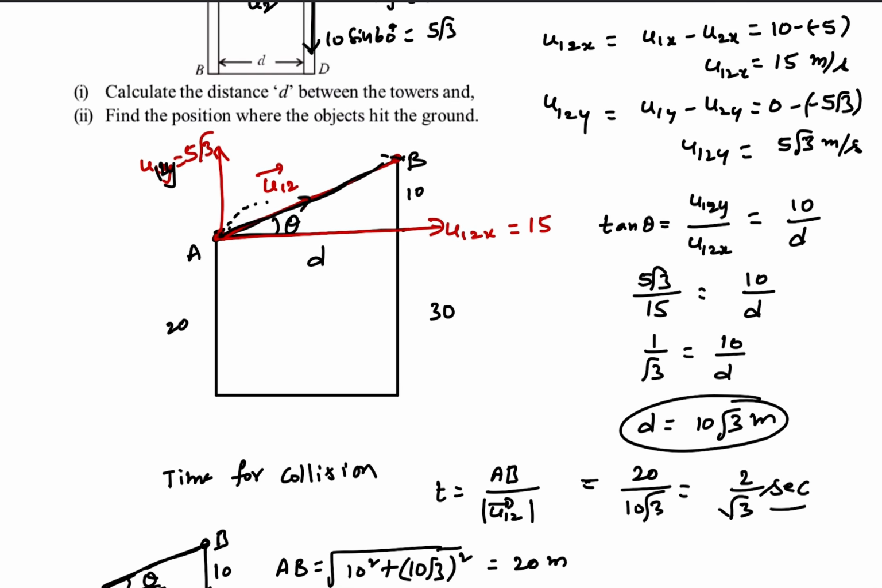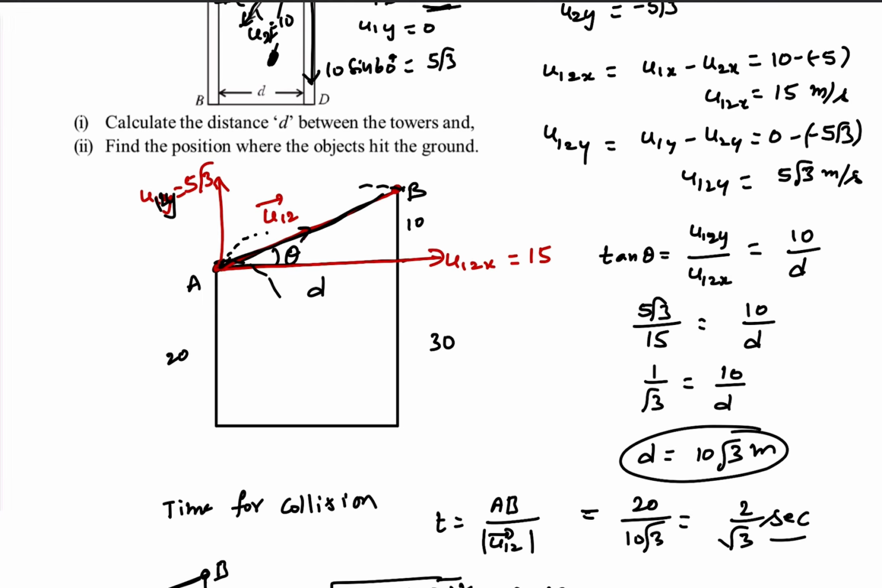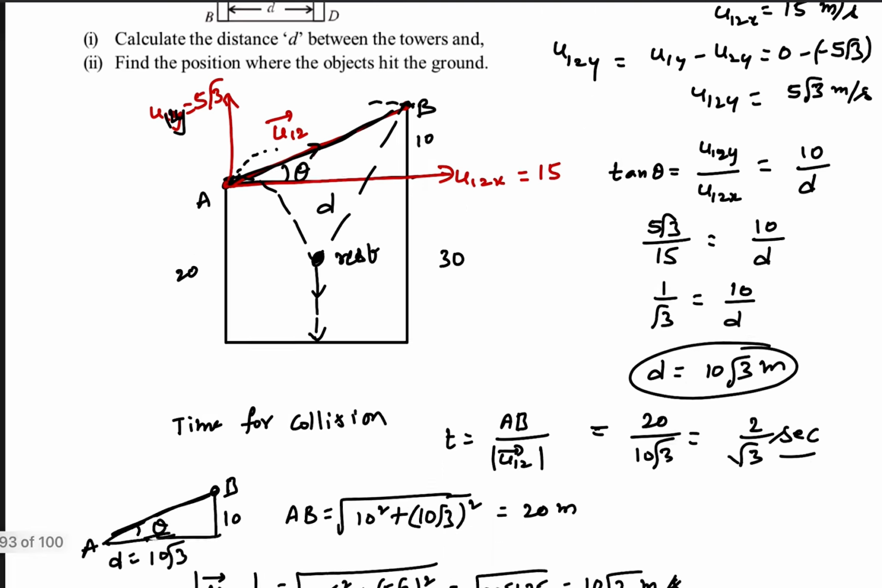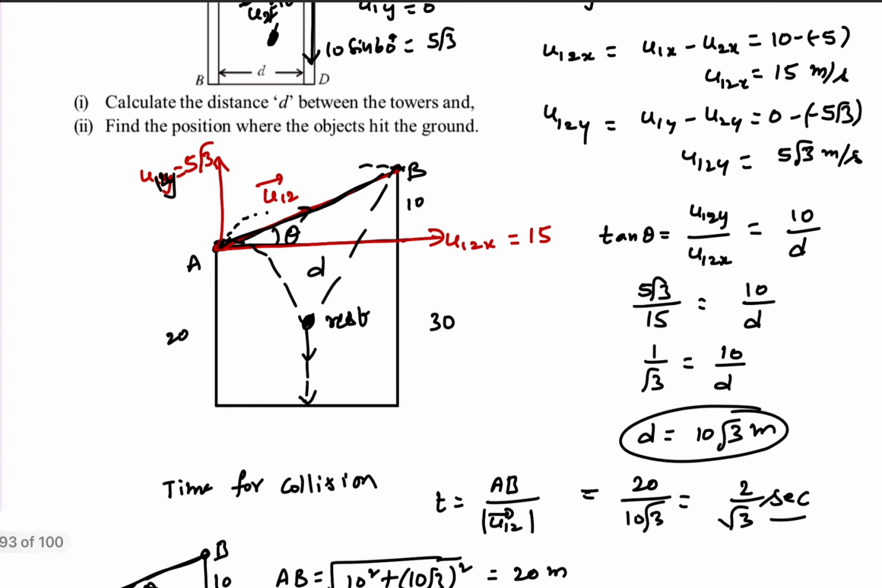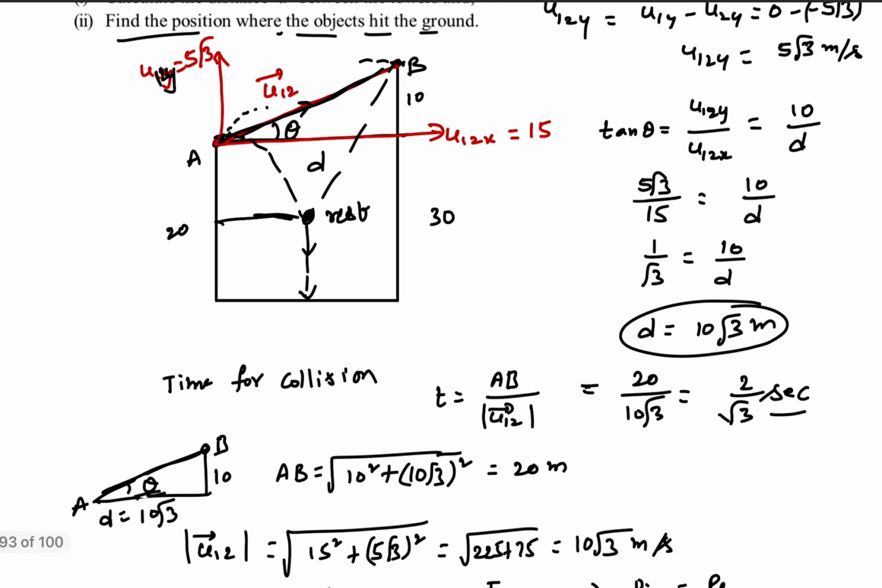Whenever they collide somewhere here, they are coming to rest. Whenever they are coming to rest, we can see here, they come to rest and fall freely. They fall freely like this. Now they are asking: find the position where the object hits the ground.